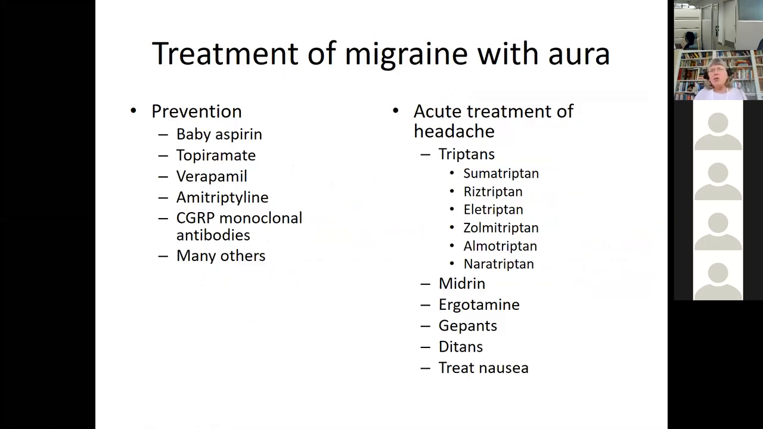Now, as I said, you really can't treat the aura itself, but you can prevent migraine with aura. And I do like baby aspirin. I use it a lot in people with aura as long as they don't have any contraindication. And I love calcium channel blockers. However, there's great evidence for topiramate, amitriptyline, CGRP monoclonal antibodies, and many other preventatives, other anticonvulsants have been used. The acute treatment of the headache portion can be with triptans, midrin, ergotamines, gepants, ditans, and of course treat the nausea if a person has nausea.